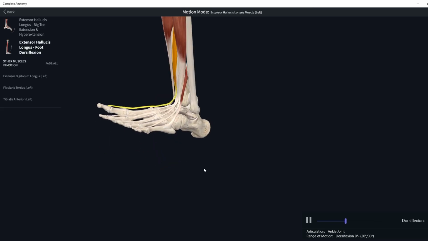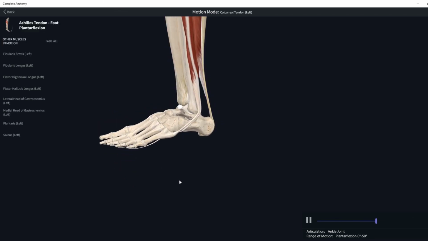We can also perform dorsiflexion and plantar flexion of our foot as well. Pointing the toes towards the sky is called dorsiflexion, and pointing your toes towards the ground like a ballerina on their tippy toes is called plantar flexion.